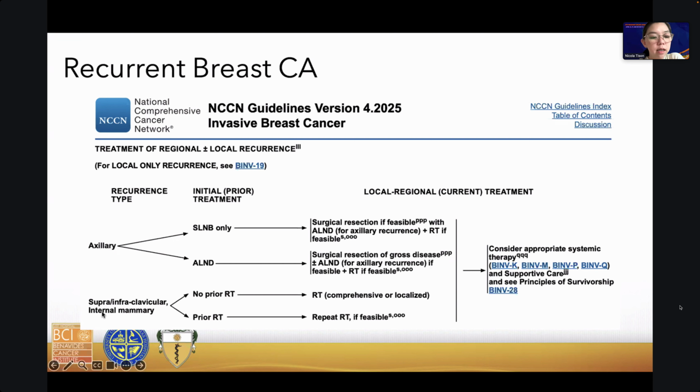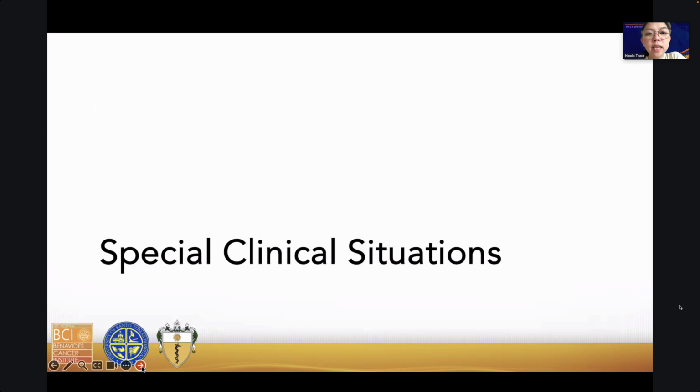Any recurrence in the internal mammary, supraclavicular, or infraclavicular area is really managed with radiation therapy alone. We rarely do surgery for these cases. Okay, so that ends the major bulk of my lecture. We're at the last part. I'm sorry if I'm maybe over time.